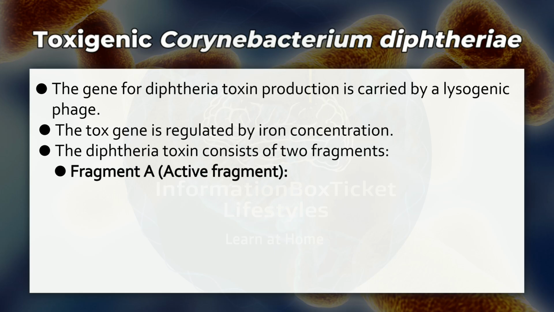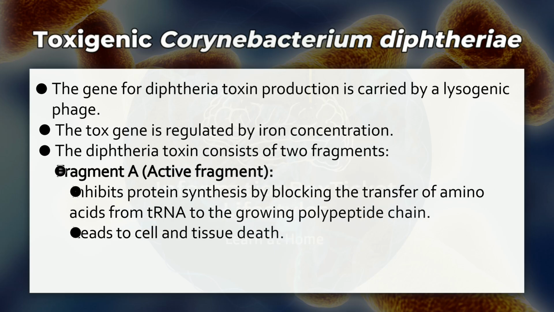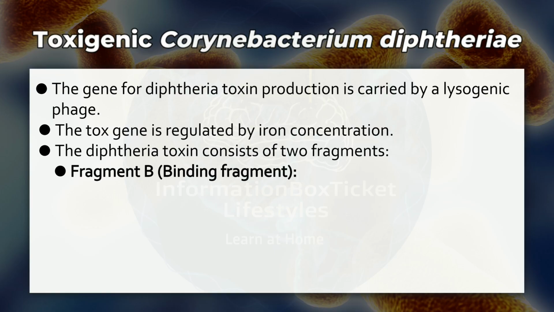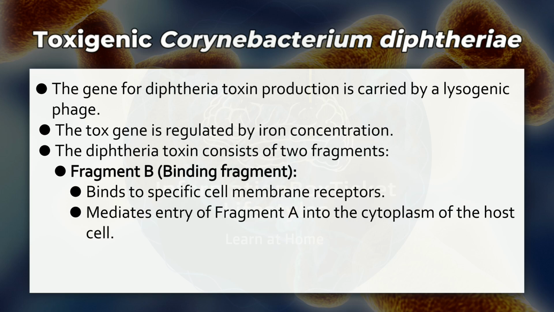Fragment A, the active fragment, inhibits protein synthesis by blocking the transfer of amino acids from tRNA to the growing polypeptide chain, which leads to cell and tissue death. Fragment B, the binding fragment, binds to specific cell membrane receptors and mediates entry of fragment A into the cytoplasm of the host cell.